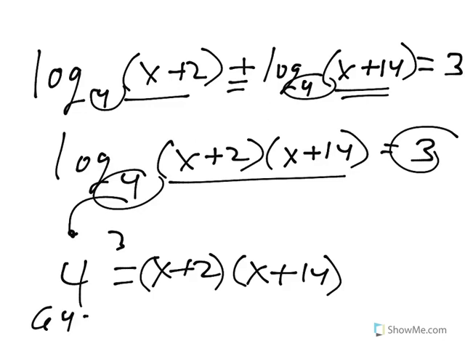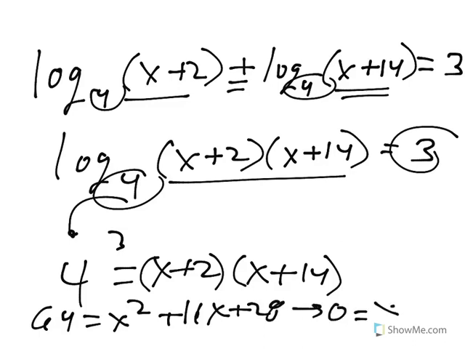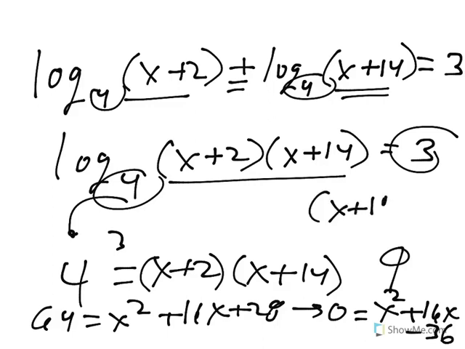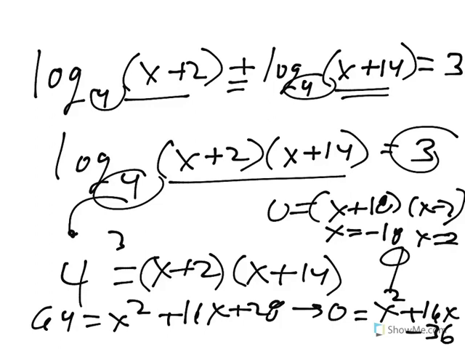This becomes 64 equals x squared plus 16x plus 28, which after I subtract 64 from both sides becomes x squared plus 16x minus 36, which factors to (x plus 18)(x minus 2). And it seems like there are 2 answers, negative 18 and 2.